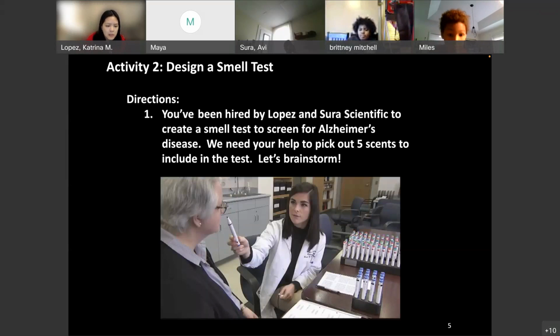Now remember, these smell tests were used to possibly help diagnose Alzheimer's before it gets really, really bad. So you've been hired by me, Lopez, and Avisura Scientific to create a smell test to screen for Alzheimer's disease. But first, we need your help to pick out 5 different scents to include in the test. So let's brainstorm some ideas together, see what items we can include in that test.